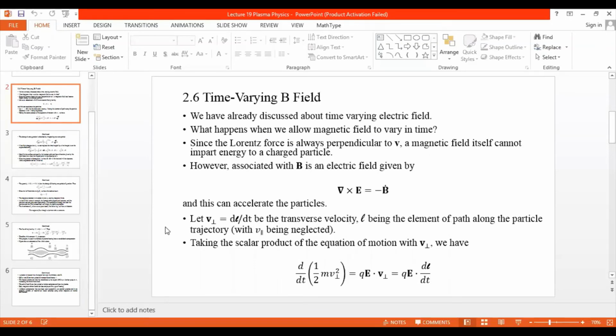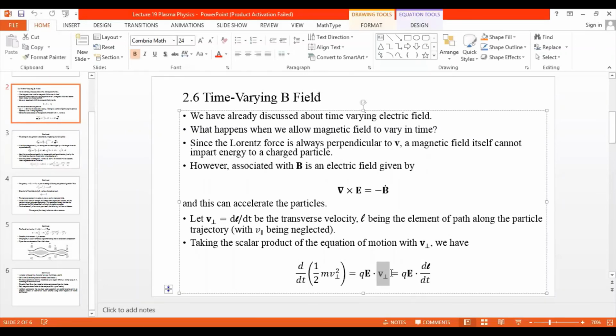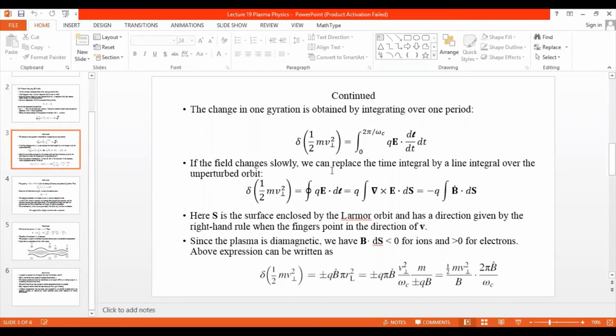and l being the element of path along the particle trajectory, with v parallel being neglected, taking the scalar product of the equation of motion with v perpendicular, we can write it as d by dt of half m v perpendicular squared equals qE dot v perpendicular. And if we put the value of v perpendicular into this equation, we can write qE dot dl by dt. And if we look for the change in one gyration, we can write it as delta of half m v perpendicular squared equals the integral from 0 to 2 pi over omega c of qE dot dl by dt, dt.